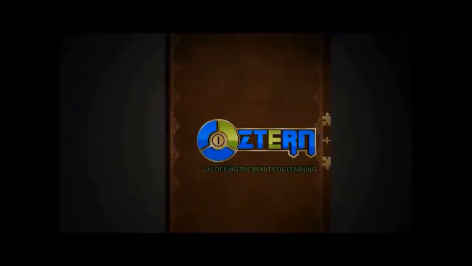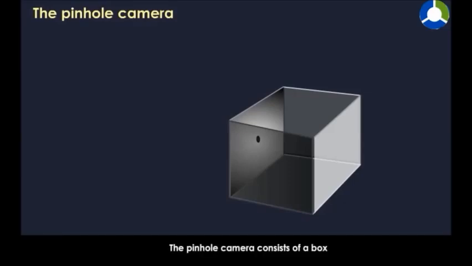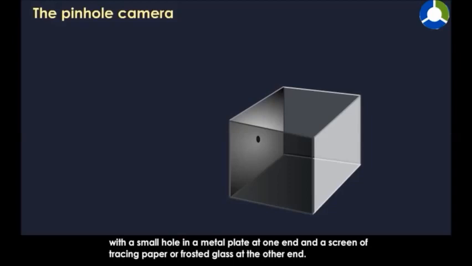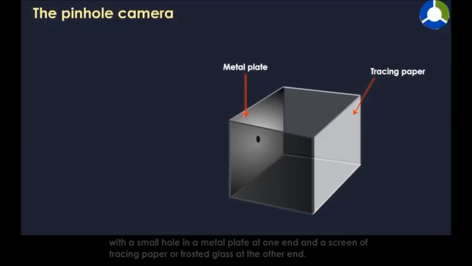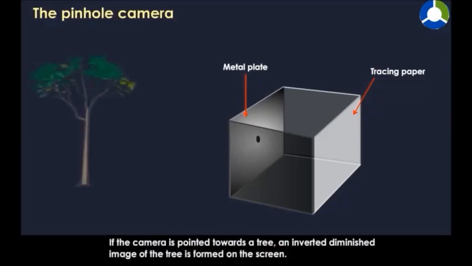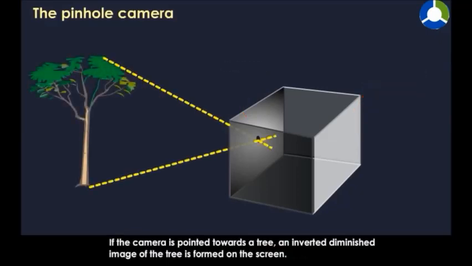Watch this video to make it clear. The pinhole camera consists of a box with a small hole in a metal plate at one end and a screen of tracing paper or frosted glass at the other end. If the camera is pointed towards a tree, an inverted, diminished image of the tree is formed on the screen.